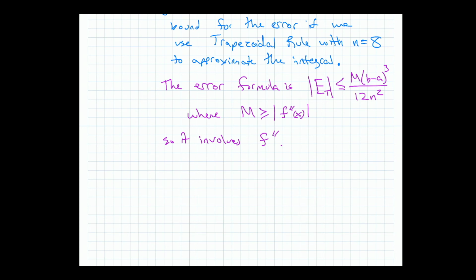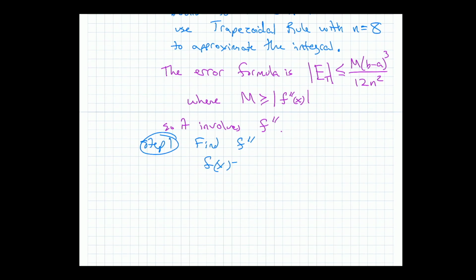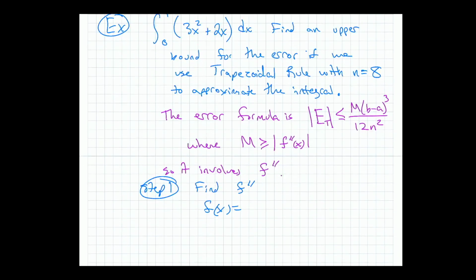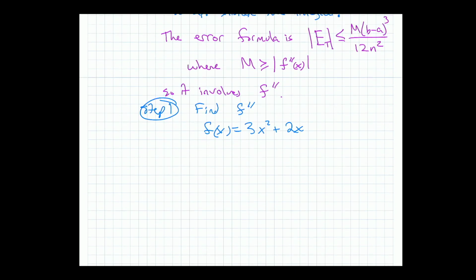So the first thing you're going to do is, actually I want to erase this. This is not step one. So step one is find f double prime, right? So you're going to start with f of x. That's what you're integrating. So f of x is 3x squared plus 2x. So you just take some derivatives. F prime, what's f prime? It's the derivative. So what's the derivative of 3x squared? 6x. What's the derivative of 2x? 2. All right. What's the second derivative? 6.